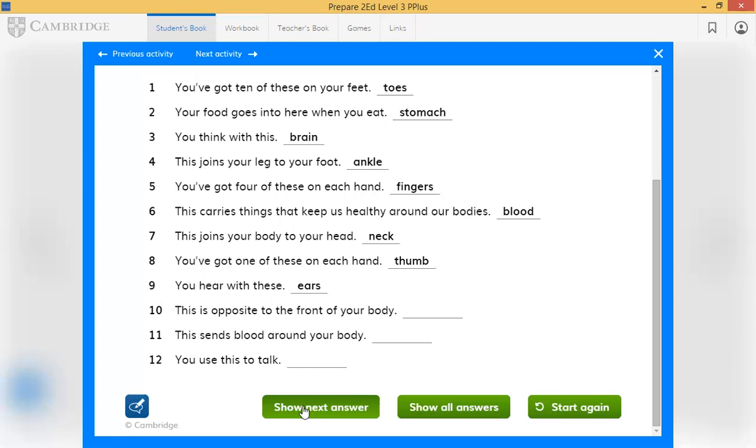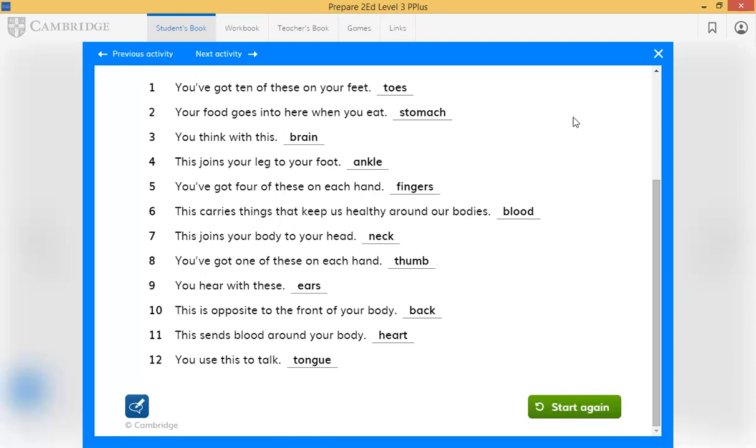This is opposite to the front of your body. Back. This sends blood around your body. Heart. You use this to talk. Mouth. Tongue. Tongue. So you copy really fast?